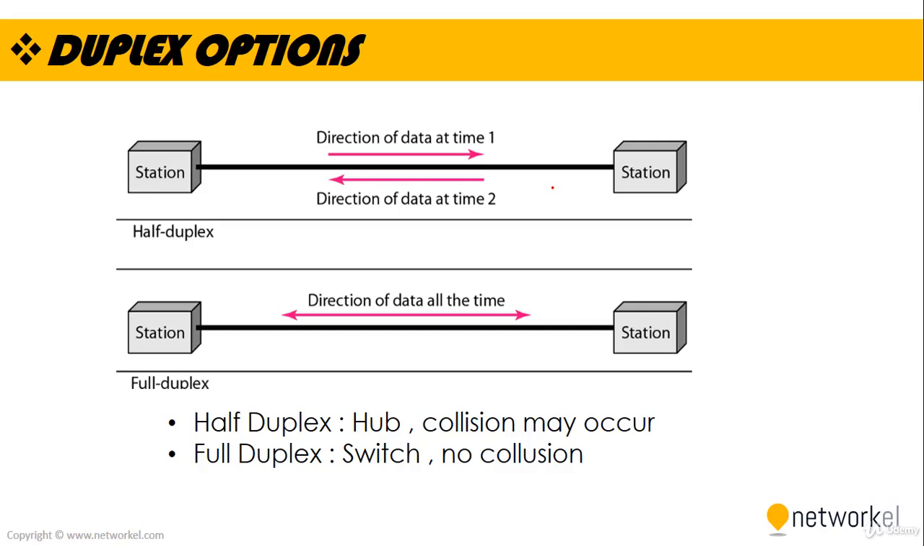On the other hand, full duplex is used to describe communication where both sides are able to send and receive data at the same time. In these cases, there is no danger of a collision and therefore the transfer of data is completed much faster.